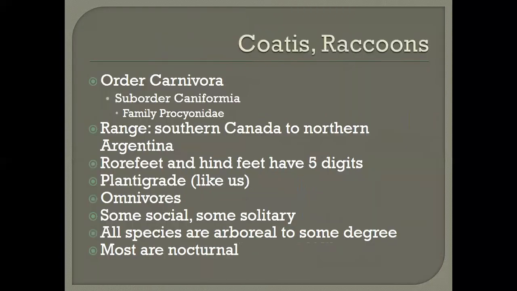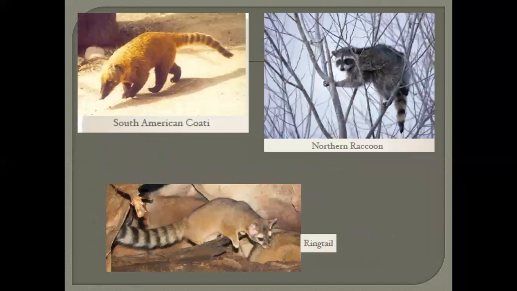Raccoons are one of our next groups. They're found from Canada through Argentina. They are plantigrade like we are. Some are social, some groups are solitary, and they all have some level of arboreal life, with many of them being nocturnal. The coatis are in here, as well as the ringtail.